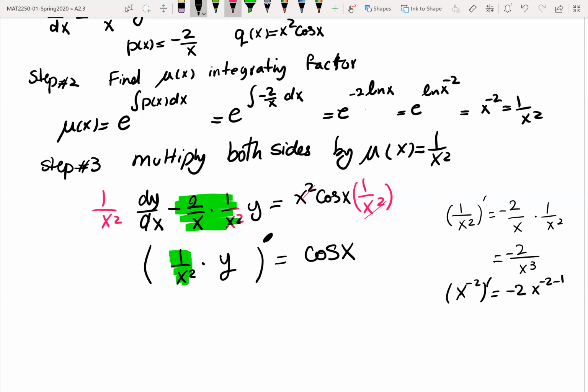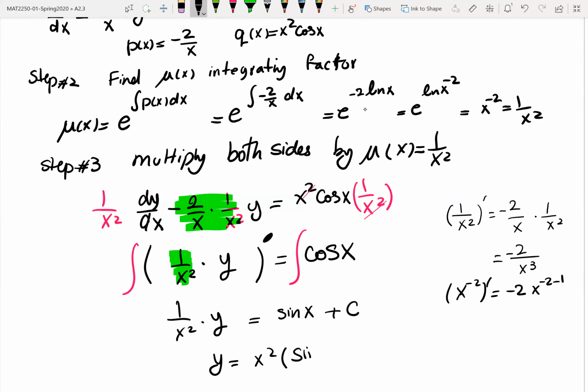I have to start to integrate both sides, which gives me integration by the derivative cancel out, their opposite operation. Cosine is sine of x, and then plus c, right? Plus constant of integration, and that's it, you got it. So you multiply both sides by x squared, and then you write it like this, and that's your answer.